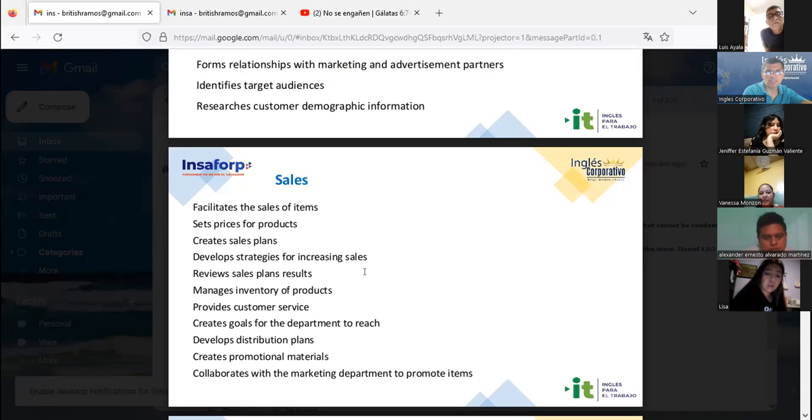Creates goals for the department to reach. Crea metas para el departamento alcanzar, o metas para alcanzar, reach, alcanzar. Creates goals for the department to reach. Develops distribution plans. Creates promotional materials. Collaborates with the marketing department to promote items.